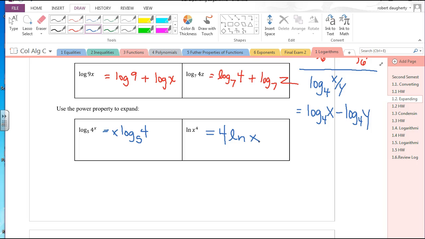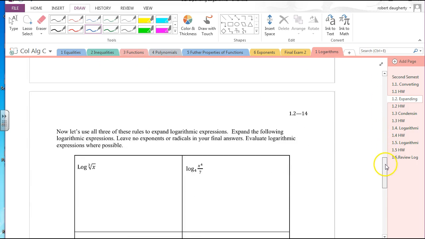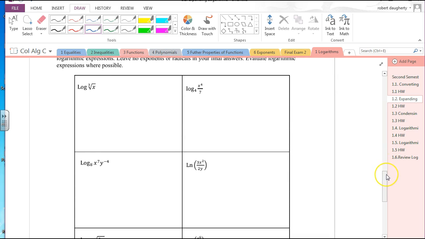Now, where it gets harder is when you've got problems that have all three. That's what we're after here. But I'm confident you guys can handle it. Okay. So look at this one. The log of the cube root of x. Do you have a rule over there that says how to deal with the cube root? No. The answer is no. But does it look like a quotient? It looks like a power.